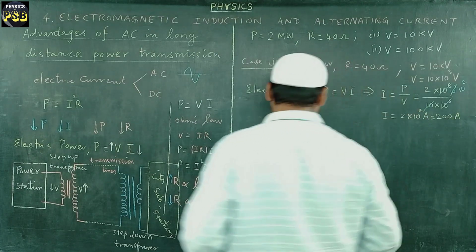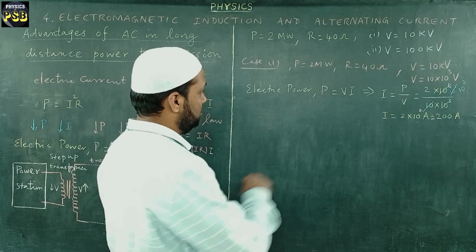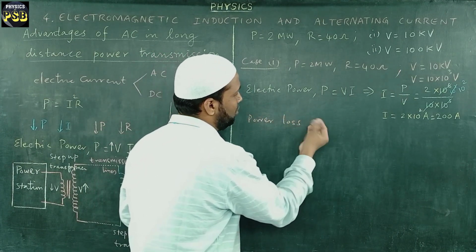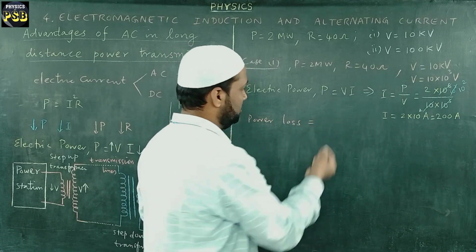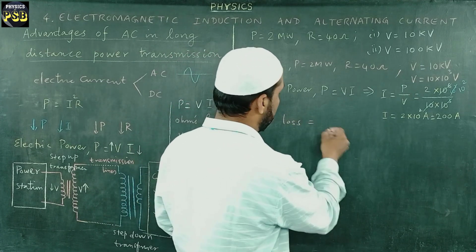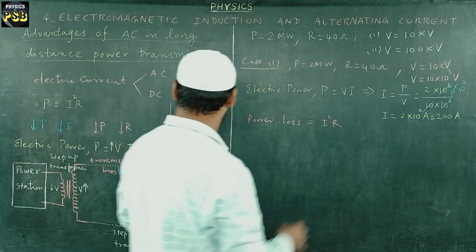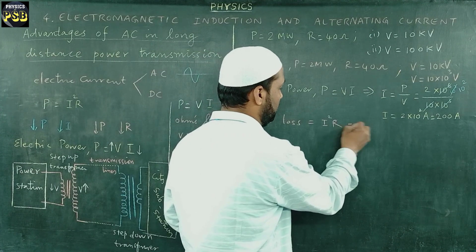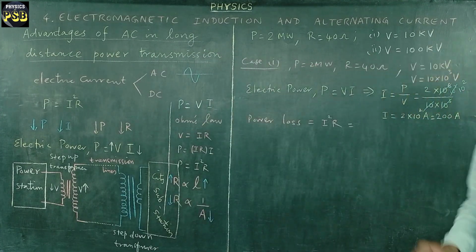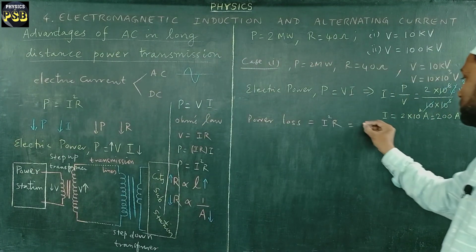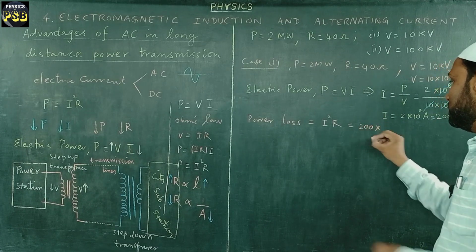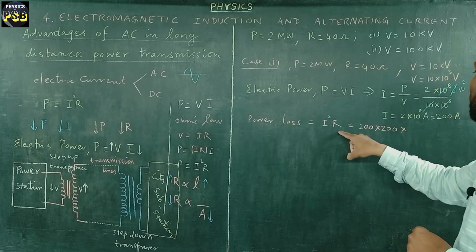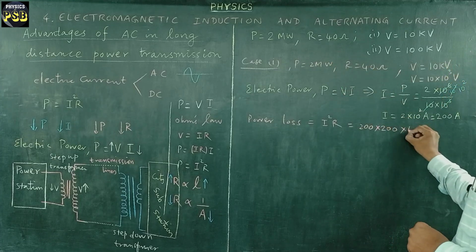Now I will calculate the power loss. Power loss in the form of heat energy is known as I square R. So this I is obtained from here. Now I'll substitute the value of I and R here. What is the value of I? It is 200, multiplied twice because we have I square. So 200 multiplied with 200. Then the value of R is about 40.